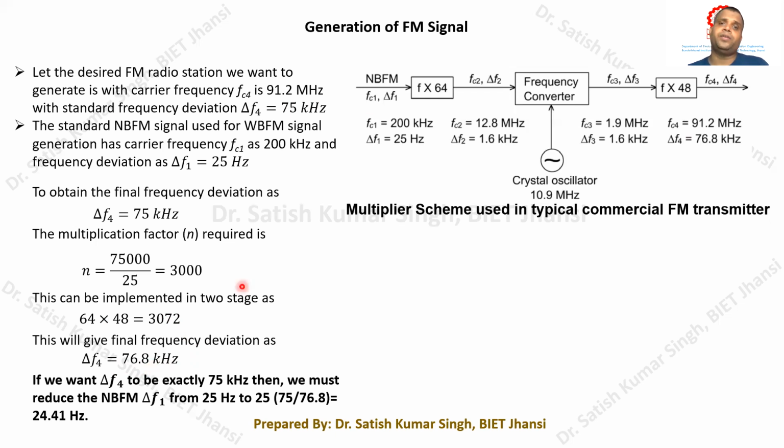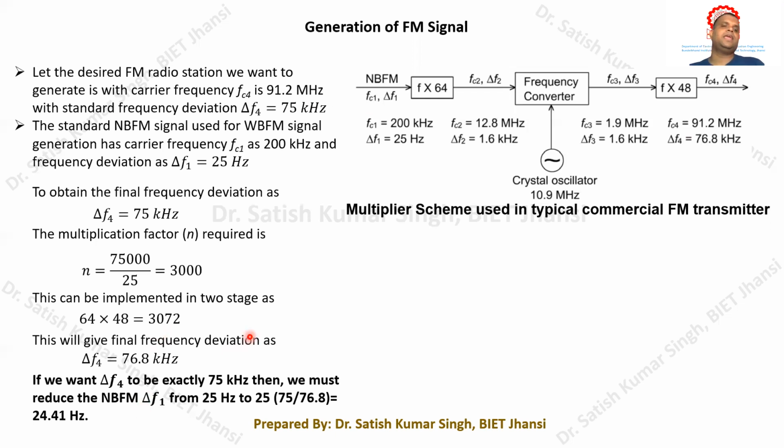You can reduce this delta F1 a little bit, such that the multiplication of delta F1 with 3072 will give you 75,000. So if you keep it 24.41 hertz, then if you multiply this delta F1 with 3072, you will get a final frequency deviation of 75 kilohertz. It is not required, but just for your sake of understanding, you can do it this way also.